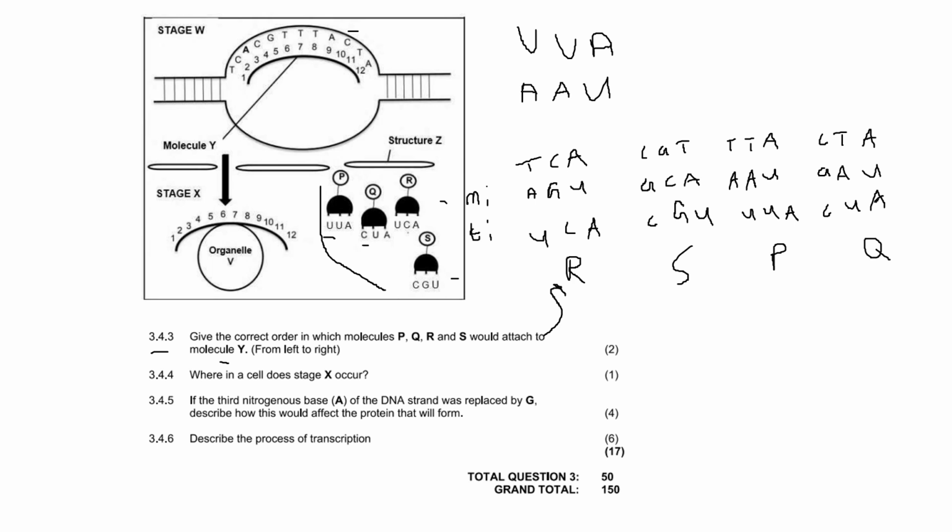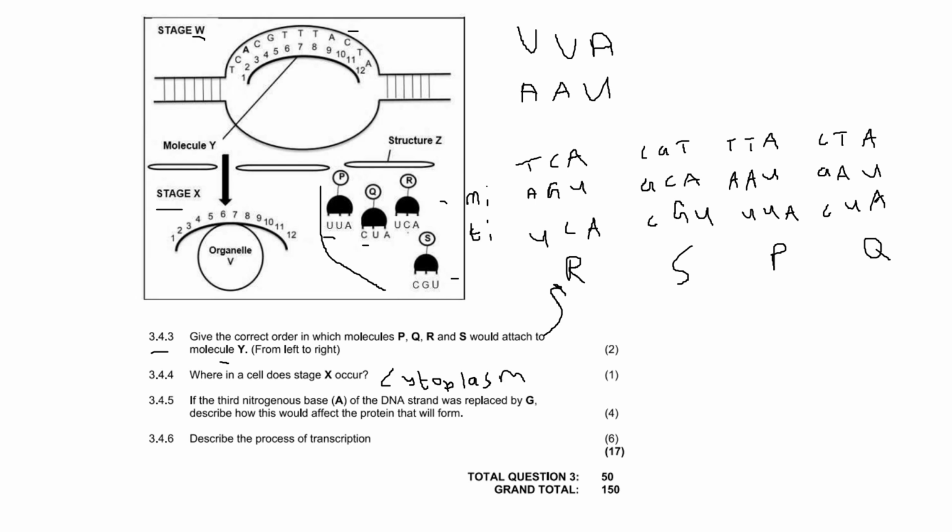Where in a cell does stage X occur? Remember, stage W is in the nucleus. Stage X will be in the cytoplasm. That's during translation. It's in the cytoplasm.